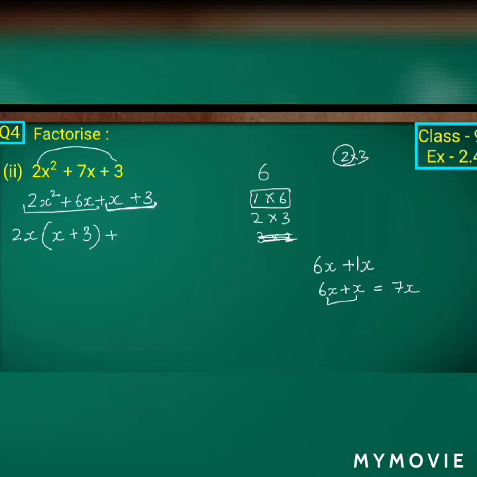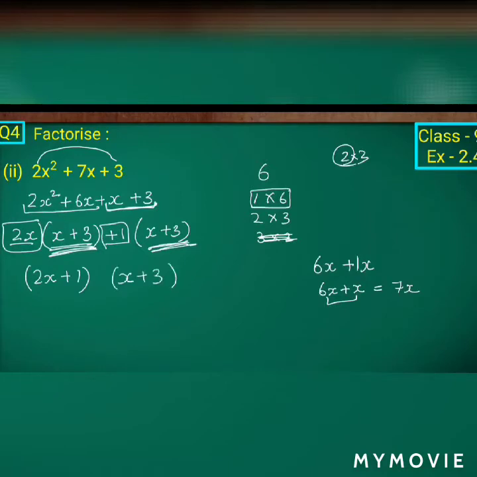So for the remaining terms, if you observe, I am already having the term x plus 3. So what is the value I have to take common? That is plus 1. If I am taking the common plus 1, what else will remain here? X plus 3. So our only intention is to keep in common factor. So we got the common factor x plus 3. What is the next factor? That is 2x plus 1. So 2x plus 1 and x plus 3 are the factors of 2x square plus 7x plus 3. Got it?